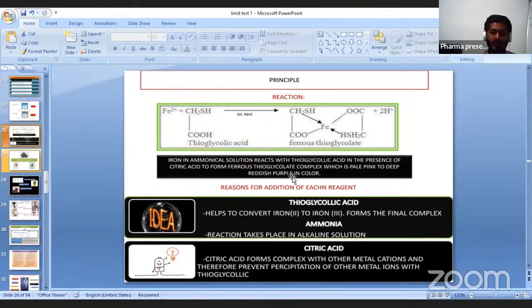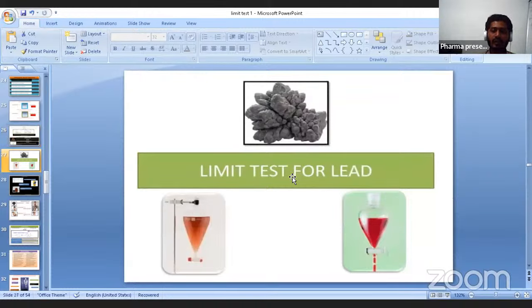Okay, so the basic thing you need to keep in mind is that there would be any sort of color change or color production, precipitate formation, opalescence, turbidity. We need to see that our test sample should have less than that. If it is having less than that, then it is having the heavy metal content, lead and all, within the limits, and it is going to be further expressed.